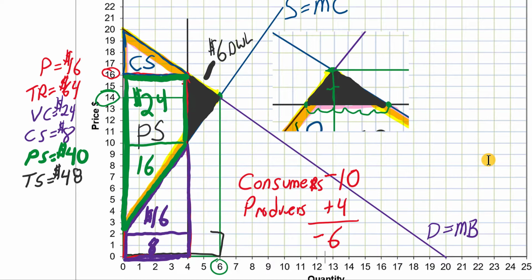We're doing positive analysis here. What is happening? The big judgment that economists would have is we are against deadweight loss. Creating inefficiency in the market, it's kind of hard to make an argument for that.